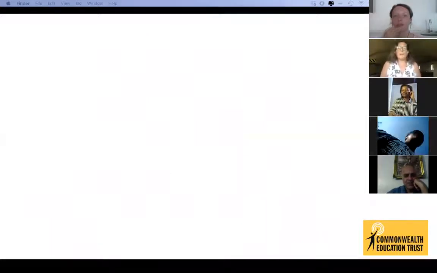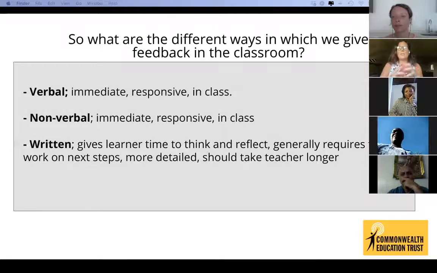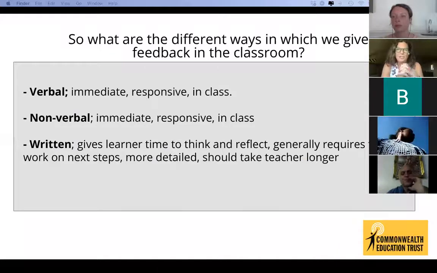So what are the different ways that we give feedback in the classroom? There's three key ways. There's verbal, which is immediate and responsive. So we do it responding to something that has happened in class. Non-verbal, immediate and responsive in class. So non-verbal, as teachers, you'll all know when you give somebody a slight look to tell them that they need to listen, or a raised eyebrow to say well done, or a thumbs up, etc.